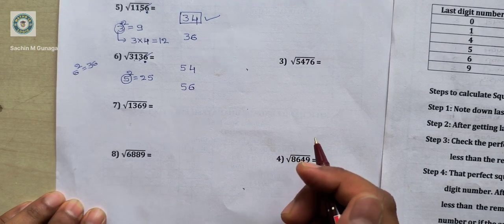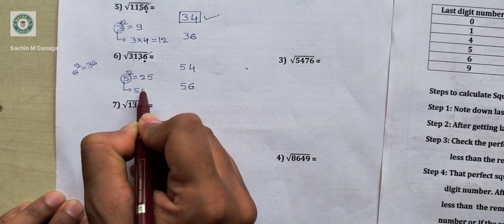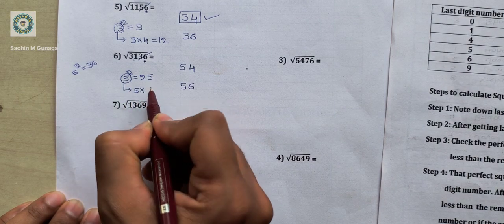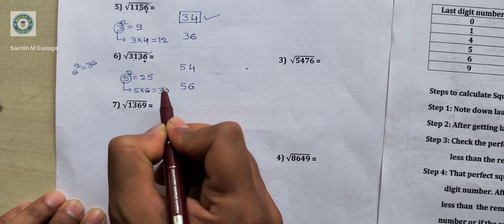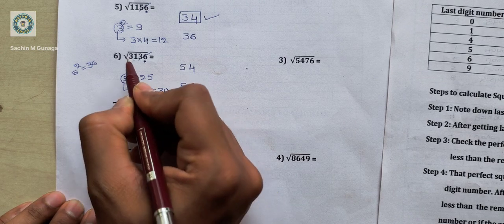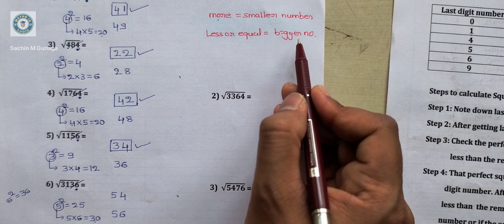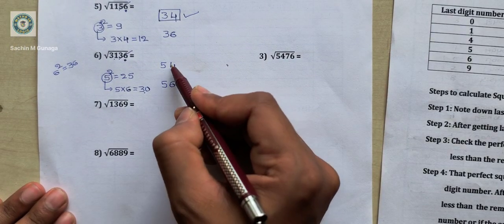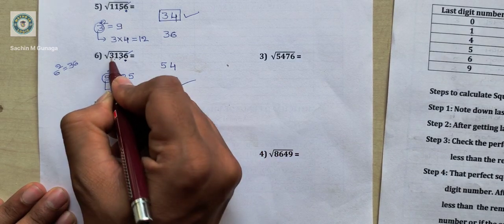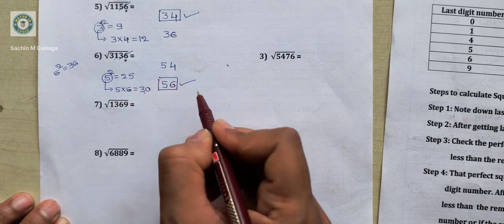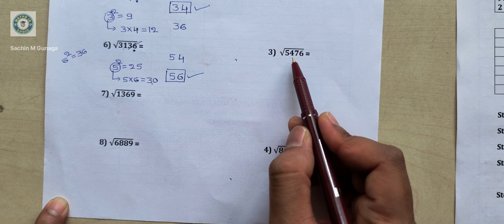After that, what is the final step? This perfect square number, that is 5, we need to multiply with the next digit. What is the next digit here? 6. Therefore 5 into 6 is how much here? 30. You can observe this 30 is less than 31. Therefore if it is less or equal, what is the final answer here? Bigger number. So in this two, which one is the bigger number? 56. Therefore square root of 3136, answer is how much here? 56. Next, for practice purpose, solve this question.